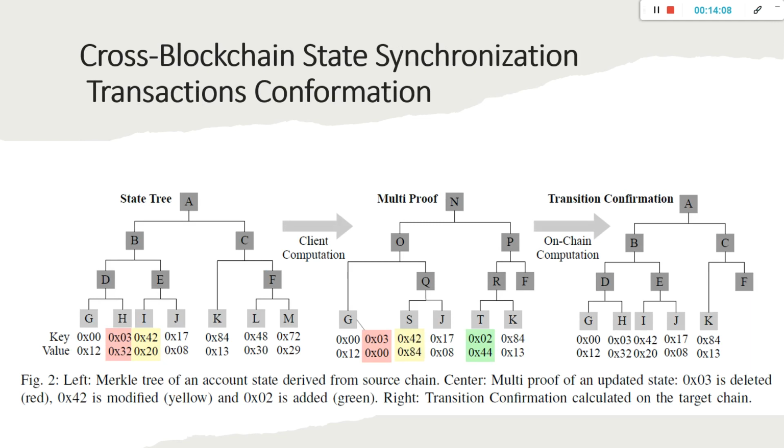So here is the transaction confirmation procedure. Here we can see a Merkle tree, and the tree root state is A. We can see the key value pair in the leaf node, and the H node and I node have been deleted in the right side image here. The node H has been modified in S, and a new node has been added, the T node, which has been differentiated by color.